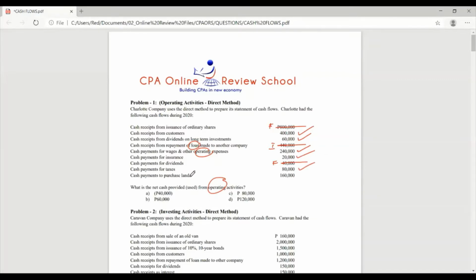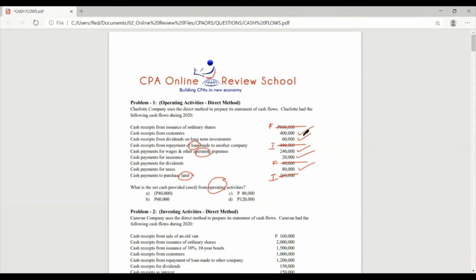Next, cash payment to purchase land. Okay, land is a non-current asset. Therefore, it is classified under investing activities. So we disregard land, investing activities. Okay? So that's it. Now compute how much the operating cash flow or net cash provided by the operating activities is.